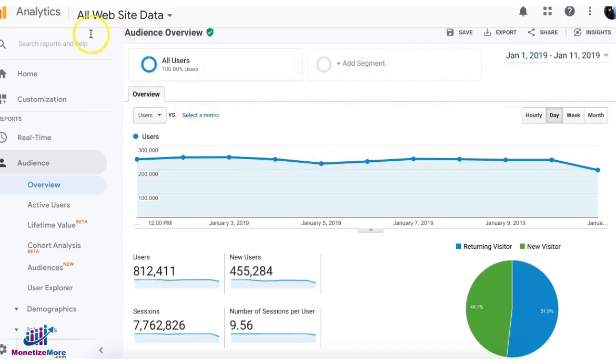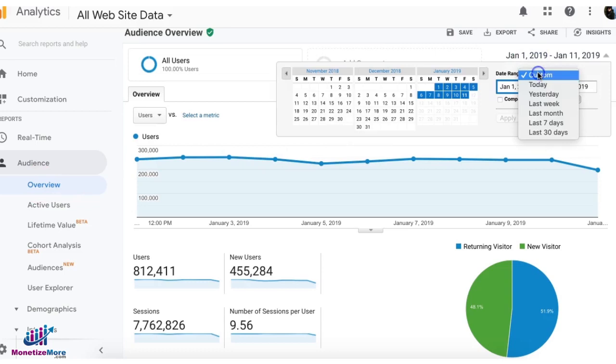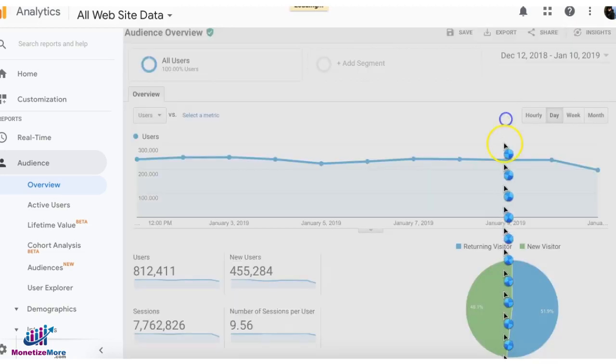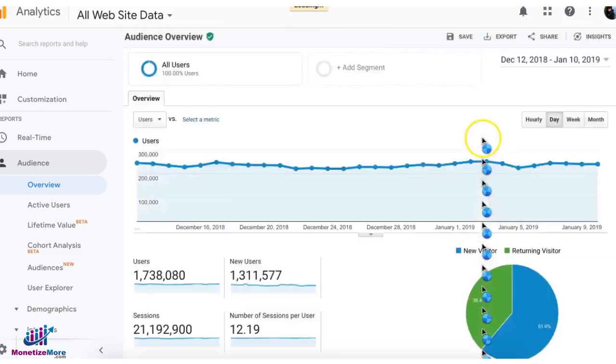So your best friend here would be your Google Analytics account. On your Google Analytics, go to Audience and Overview. Then I would suggest doing the last 30 days. This way you have more statistically significant data, and that gives you more reliable information.